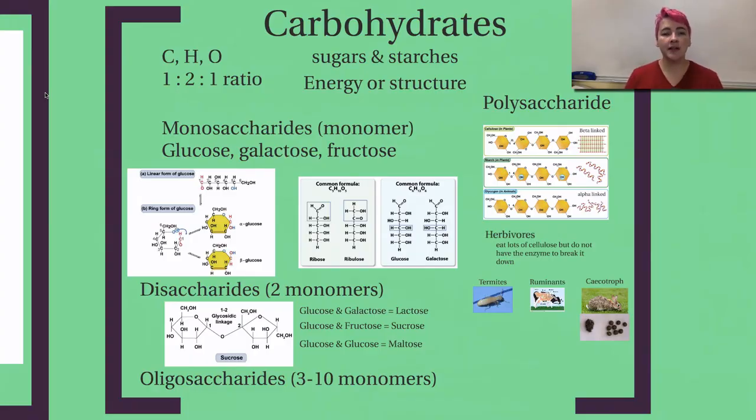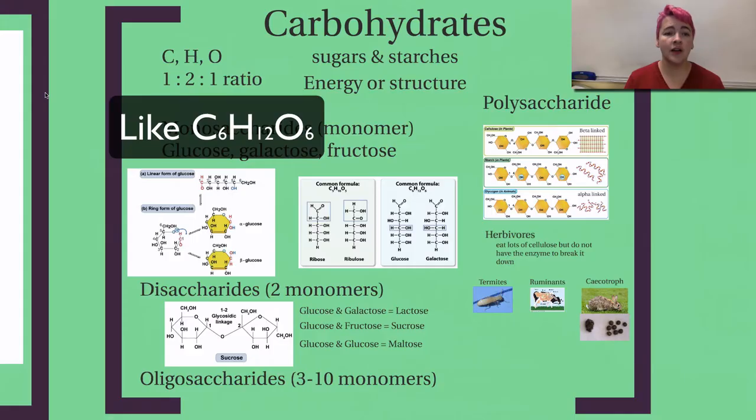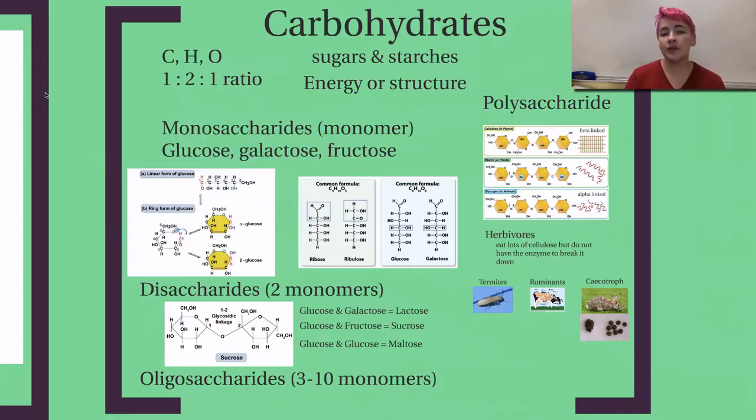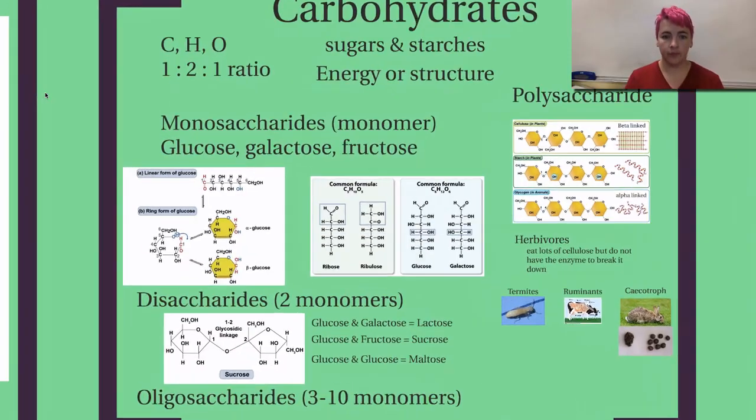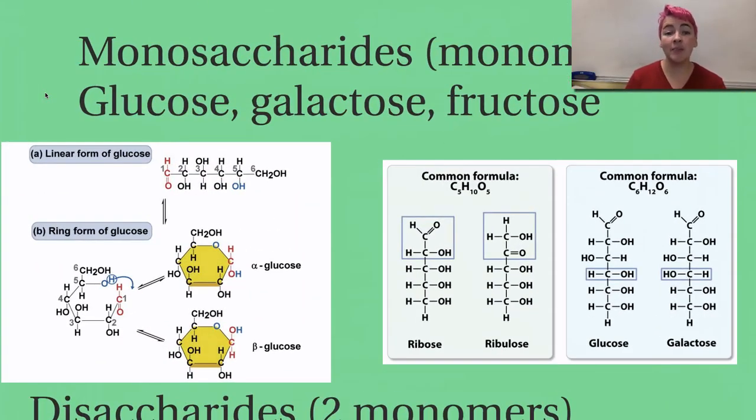Carbohydrates. Carbohydrates have carbon, hydrogen, and oxygen in a ratio of 1 to 2 to 1. These are our sugars and our starches. They're used for energy or structure. The monomer for a carbohydrate is a monosaccharide. Common monosaccharides are glucose, galactose, and fructose. They're C6H12O6. It just depends on the way that the molecule is arranged and where the functional groups lie as to which sugar it is. Glucose and galactose and fructose are generally found in a ring structure.